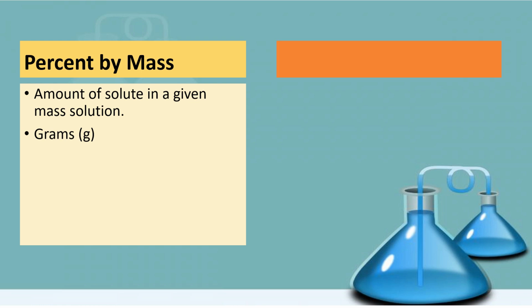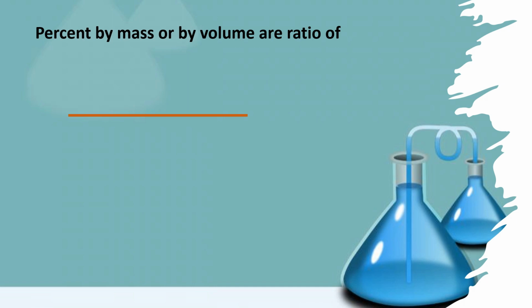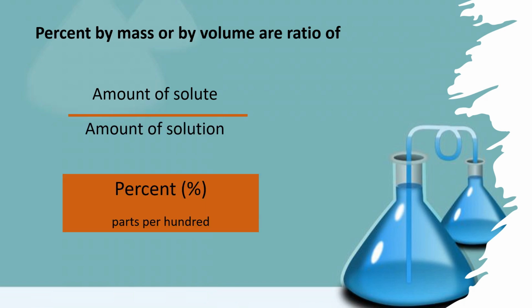You can also express concentration of a solution in percent by volume. It is the amount of solute in a given volume of solution. You can measure the volume of solute or solvent in milliliters or liters. Percent by mass or by volume are ratios of the amount of solute per amount of solution. Both are the ratio of the amount of solute to the amount of solution, because percent means parts per 100.